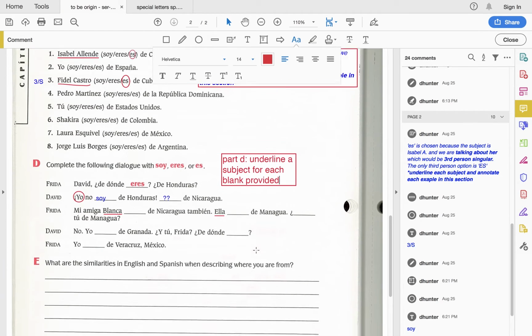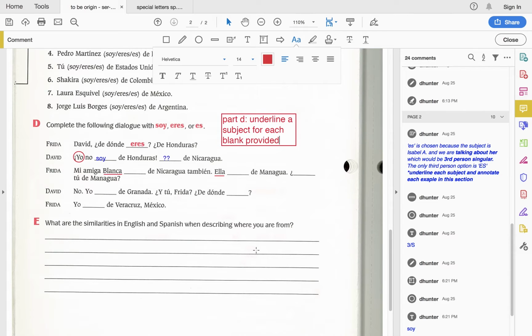Awesome. Finally, part E. What are the similarities in English and Spanish when describing where you are from? Think about that question and answer below. A lot of us did a really great job talking about what's implied, talking about what's different from English to Spanish. Make sure with these, even if the question's as simple as this one, you answer with a robust answer that talks about each language context, not just in Spanish. Talk about the similarities. If you want to add in differences, that's great too, but the question is just asking about similarities between English and Spanish. So mention both in your response.